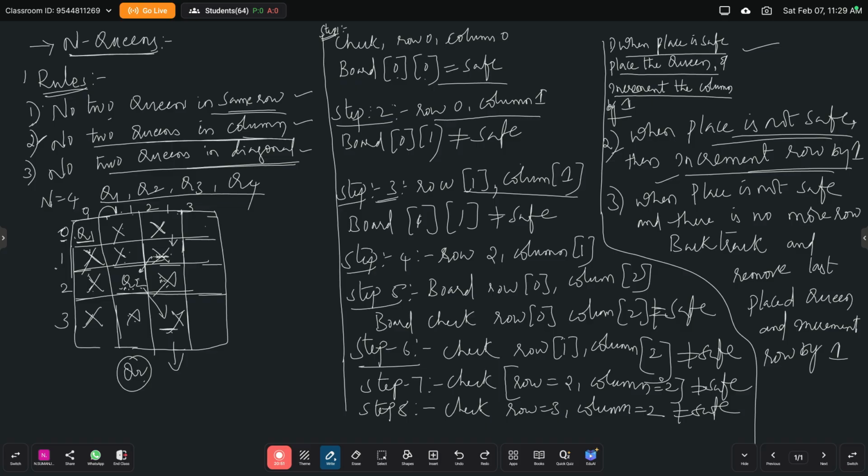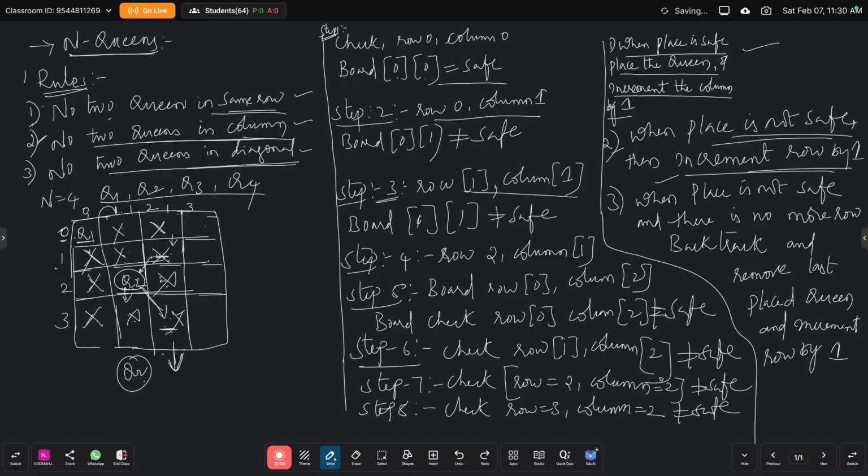Now when the place is not safe, we increment our row by 1. So we are at the last row, third row and second column. Is this safe? This is also not safe. Why? It forms a diagonal with q2. We are at the end of the board and there are no further rows to increment. So whenever the place is not safe and there are no further rows, we have to use the backtrack technique: backtrack and remove the last placed queen, and after removing, just increment the row by 1.